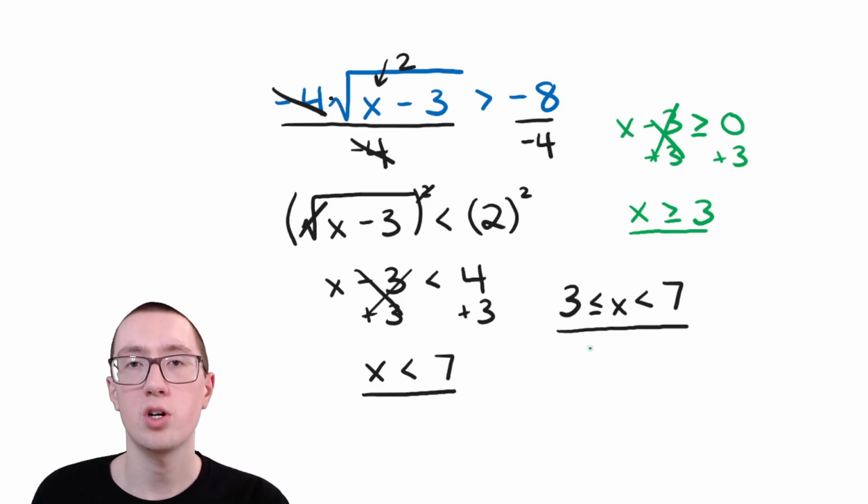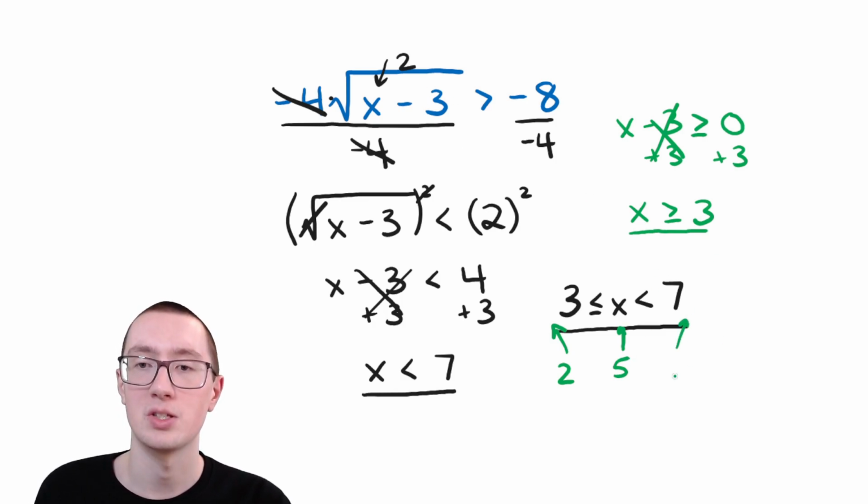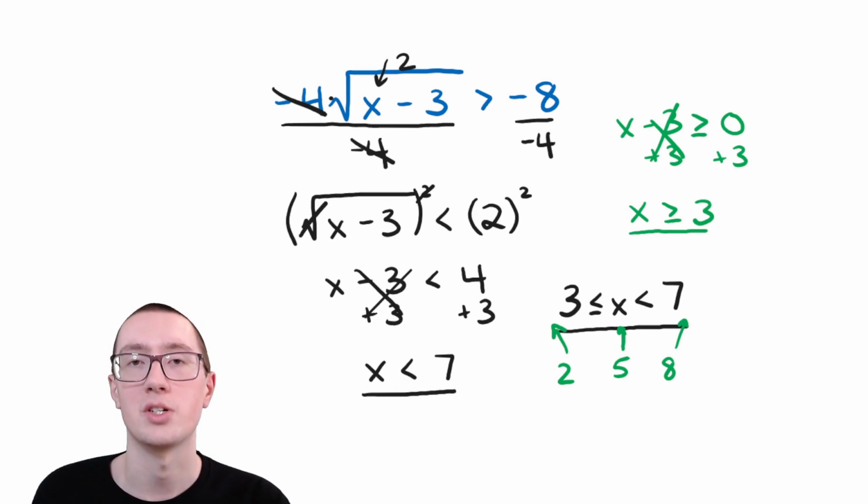Now, if you wanted to check your work, you would just check 3 numbers. You would check to make sure that a number less than 3 is not going to work. So for example, you could plug in 2 and make sure it doesn't work. Then you put in a number between 3 and 7, so for example 5, and make sure it does work. And then you can put in a number bigger than 7, like 8, and make sure it doesn't work again. And then that's how you know that your answer is correct.